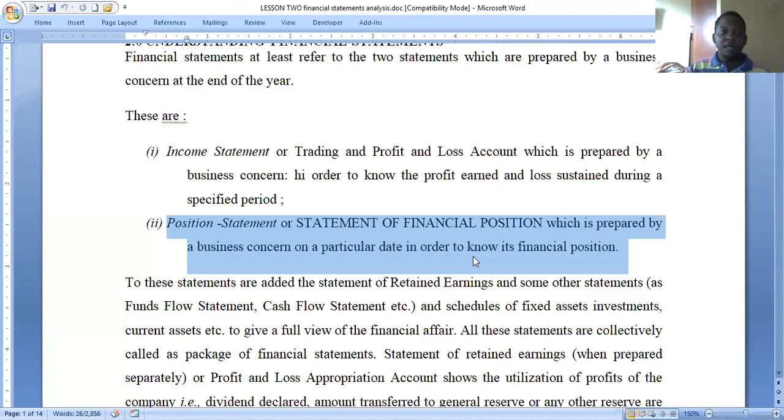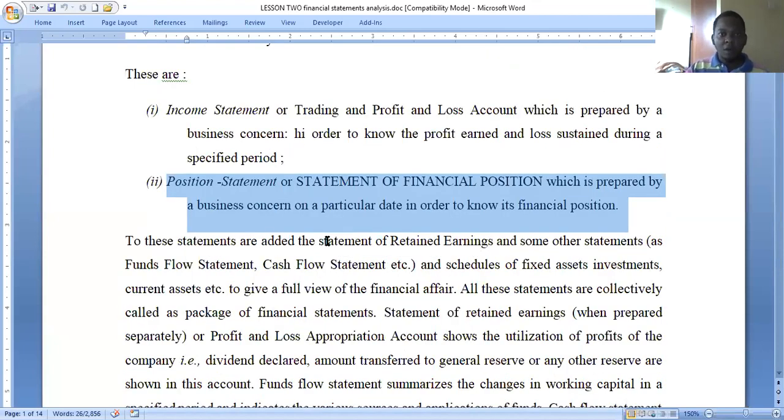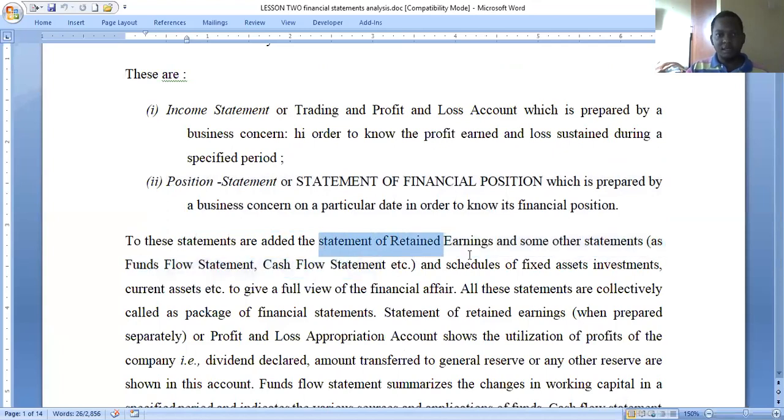That's a balance sheet. And then you have the third financial statement, known as the statement of retained earnings, also known as a statement of changes in equity. If you remember, in partnership accounts, we have that financial statement being referred to as a profit and loss appropriation account. So the statement of retained earnings, or the statement of changes in equity, shows the items that affected the amount of owners' capital, the shareholders' capital of the business.